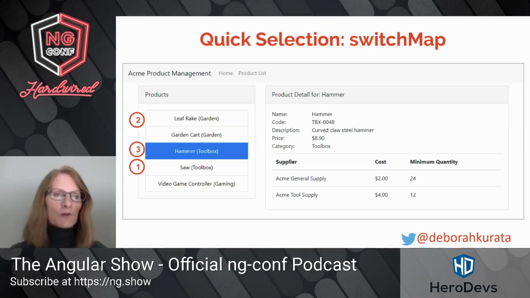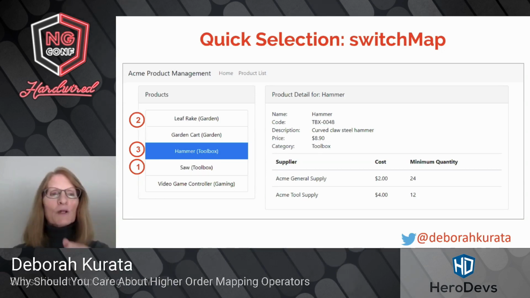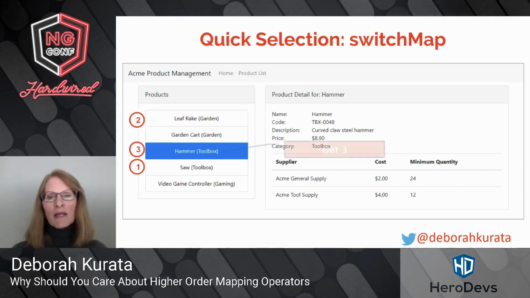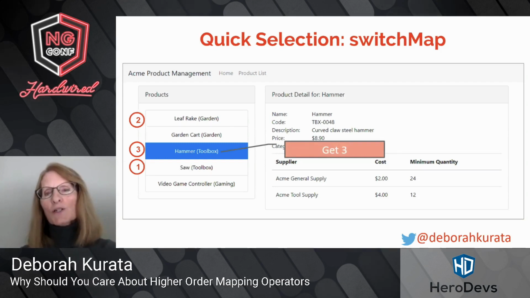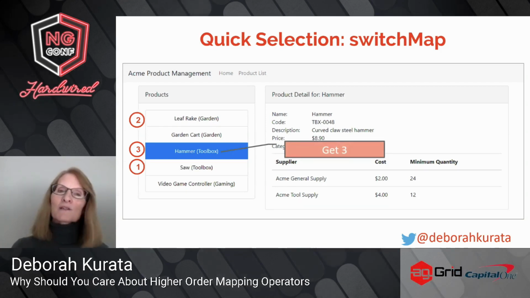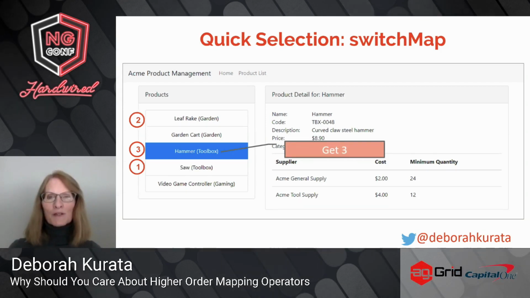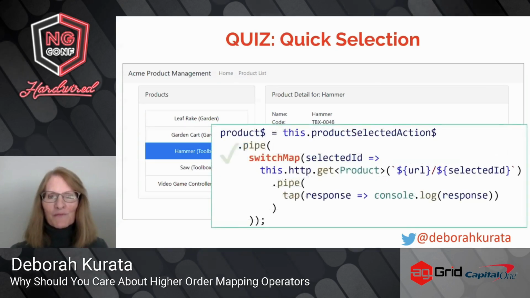Well, what will happen with switchMap is when the user clicks saw, it will go try to get saw. The user clicks on leaf rake, it's going to cancel the first request and go try to get a leaf rake. Then it's going to cancel that request when the user clicks on hammer, and it's going to end up just returning the one. So in this case, switchMap was the answer. So I hope you got that right.